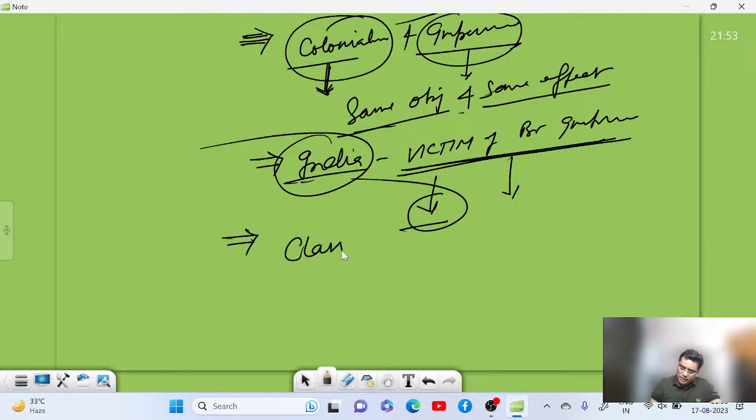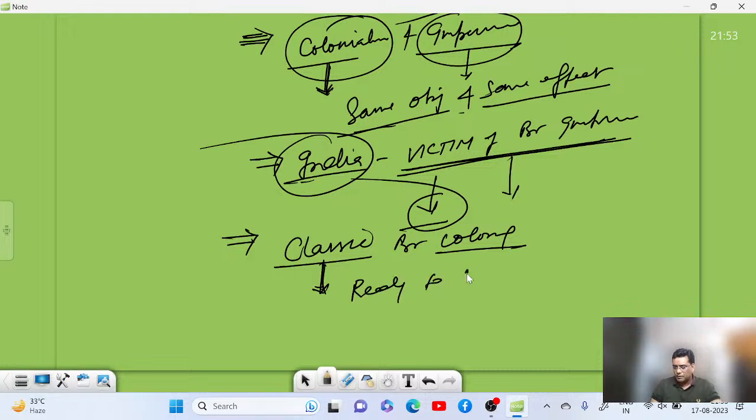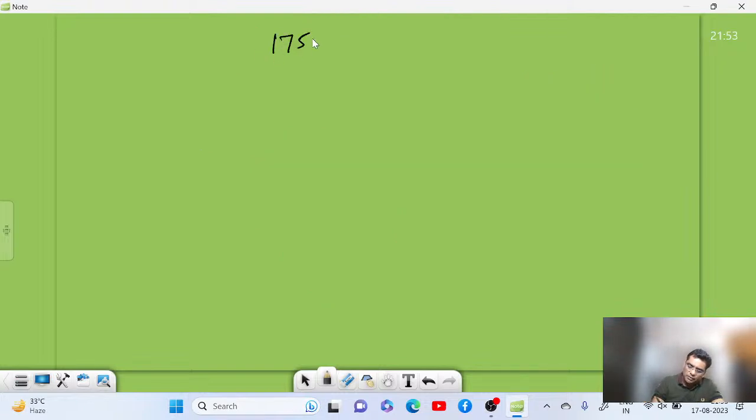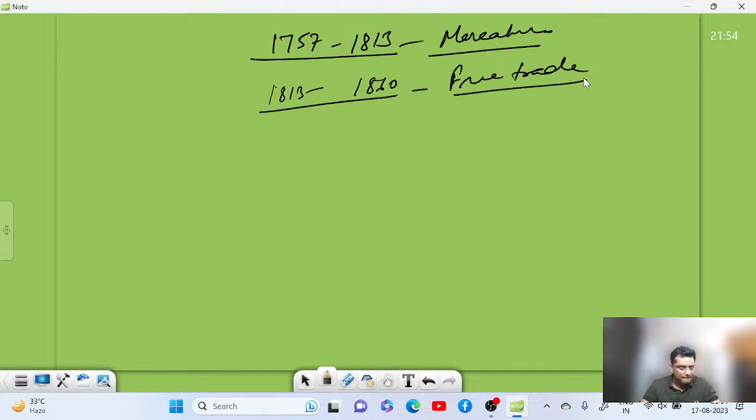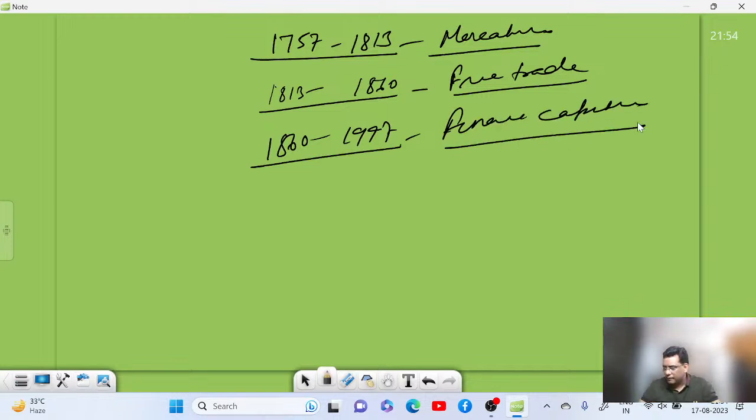So what is the difference between a colony and a classic British colony? A classic British colony means not only ready to be exploited. Ever since the British transformed into a colonial power, in 1757 there was the first phase of colonialism called mercantilism. 1813 to 1860, this is free trade. And 1860 to 1947, we have finance capitalism.